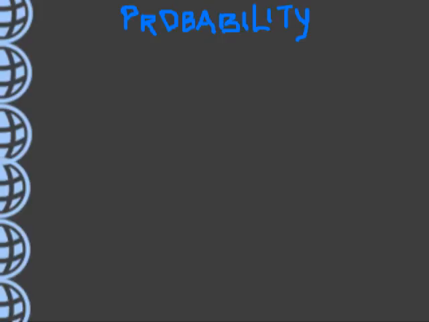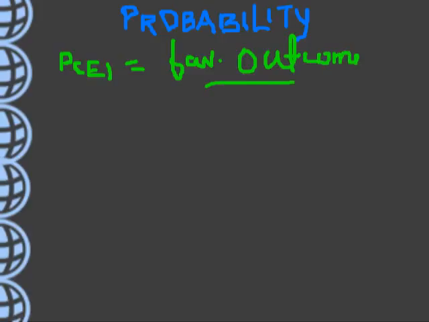So the formula for probability is how to find the probability of an event. The probability will be represented by P and the event by E. P(E) is equal to the number of favorable outcomes divided by the total number of outcomes, and the total number of outcomes we will represent by N. This is the formula. Now this is what probability is all about.